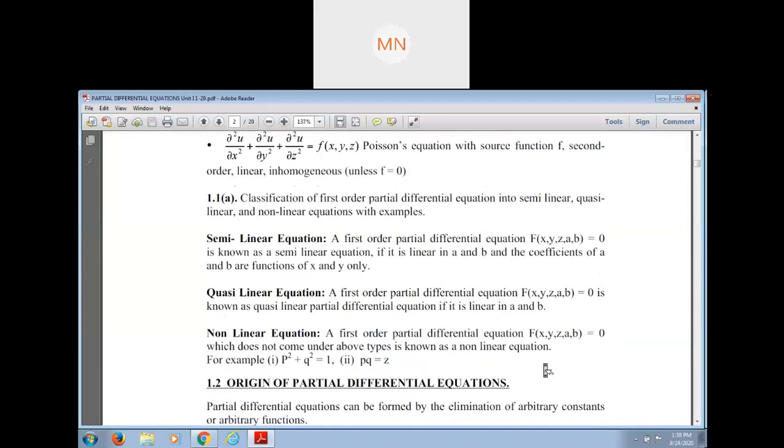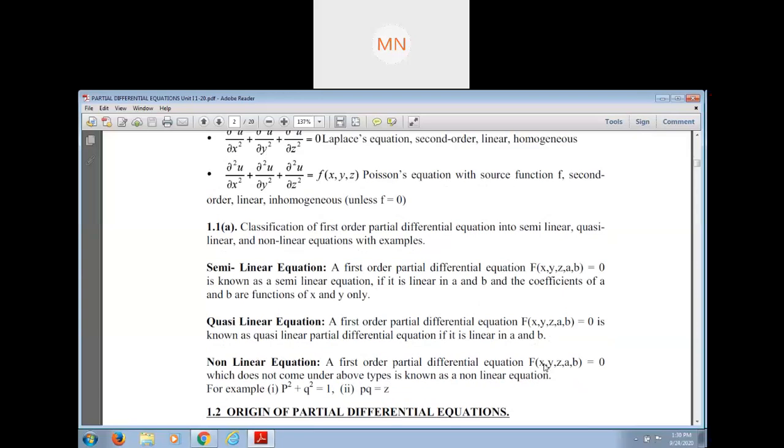And see this definition, classification of first order partial differential equation. This denotes the first order partial differential equation: capital F of x, y, z, a, b always equals 0. This equation always denotes the first order partial differential equation.